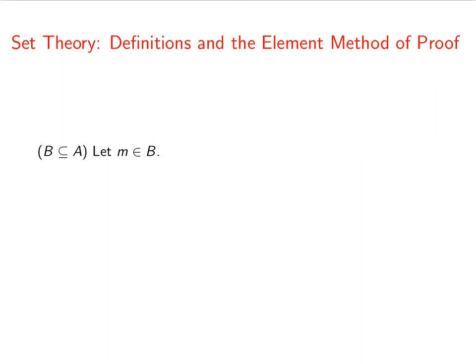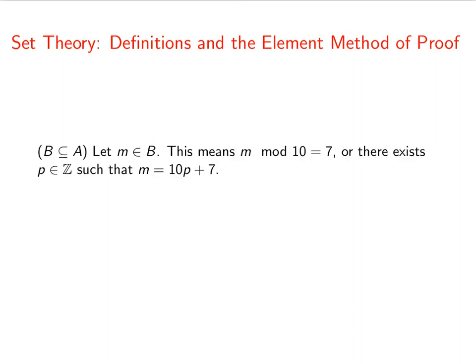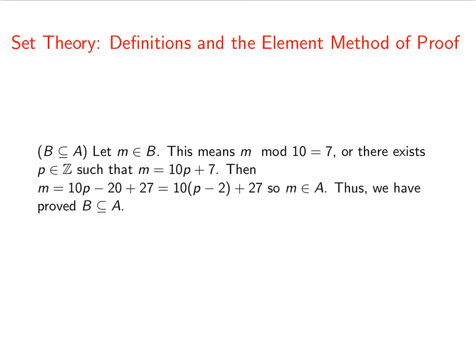Now let's choose an element m in the set B. That means that m mod 10 is equal to 7, or another way of writing that is we can say that there is an integer p such that m is equal to 10p plus 7. And in a similar way to what we did before, we can rewrite things so that m looks like 10 times some integer plus 27, and then we can conclude that m is an element of A. And that means we have proved now that B is a subset of A.